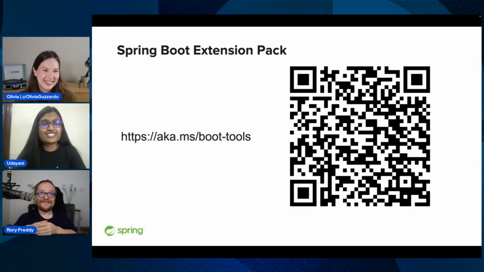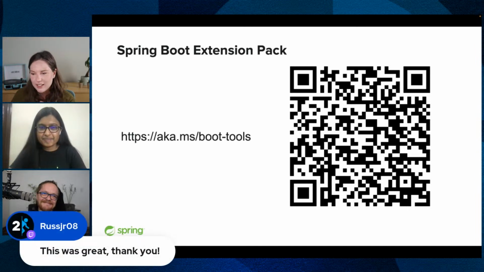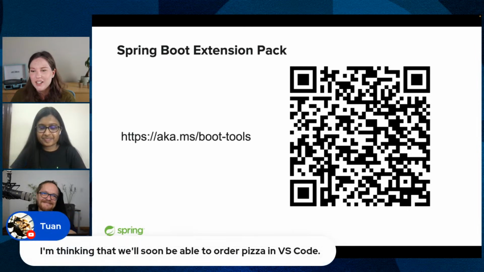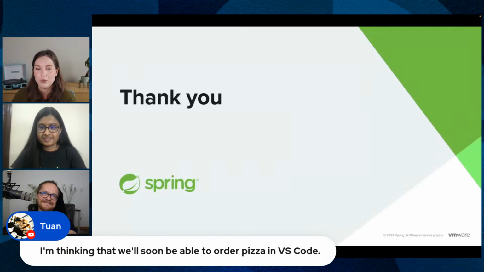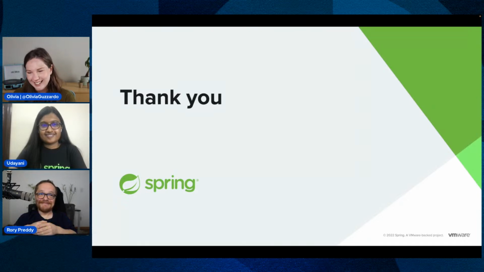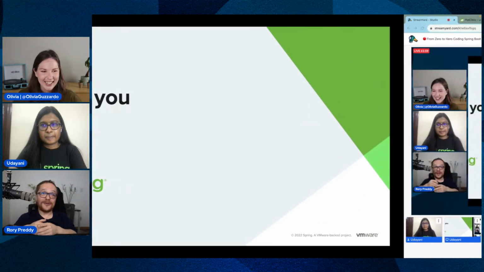Then we achieved our goal for today. There we go. Yeah, lots of comments. This was great. Thank you so much. Tuan, I know that this was probably a joke. I'm thinking that soon we'll be able to order pizza in VS Code. I do think that there's a pizza extension and it pulls up your local Domino's or something like that. Don't quote me on that, but I think that there is. That is cool. I'm going to go look that up now. Yeah, go look it up.